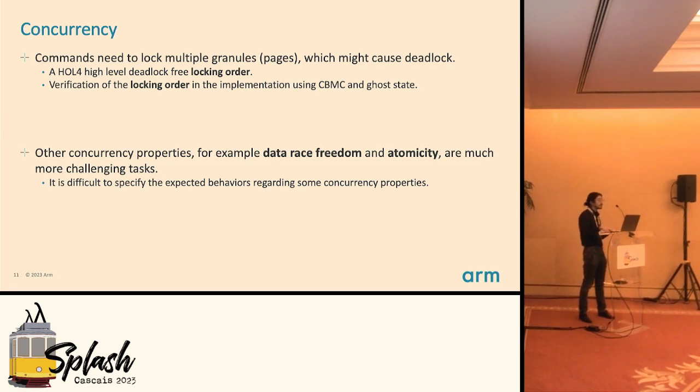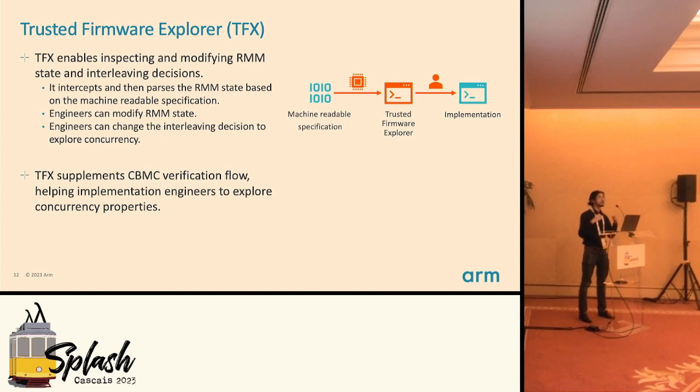Given all those open questions, we think that since we cannot give a full verification, can we provide a tool for our engineers to explore concurrency by themselves? That is where what we call TFS comes from. As I mentioned, they can intercept the actual execution of the implementation. They can manipulate some RMM states, and more importantly, change the interleaving decisions, so they can explore interesting interleavings by themselves. This is also a supplement to the CBMC verification. This tool is more targeted at helping our engineers in their daily work.